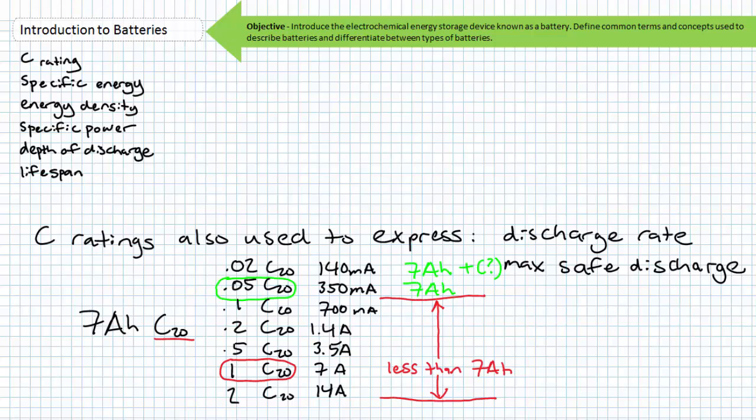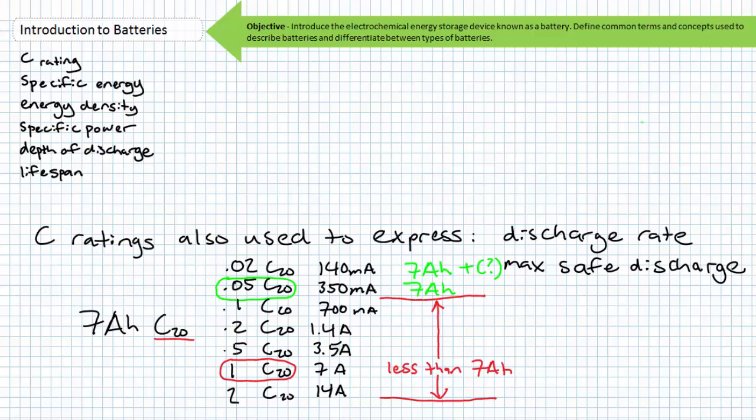Dig? Any electrical load drawing more than 350 milliamperes will deplete the battery faster and deliver less than 7 amp hours of energy. Any electrical load drawing less than 350 milliamperes might see the battery last longer than 20 hours and deliver slightly more than 7 amp hours of energy. It makes sense. You'll last longer when you perform a leisurely stroll than you do at a dead sprint.